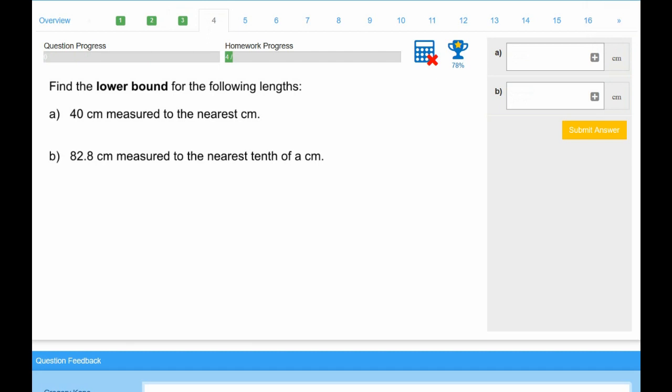Question 4 is the lower bound. So we're asking ourselves, what's the lowest it could be and still round up to 40? So for example, I know that 39.9 would round up to 40.